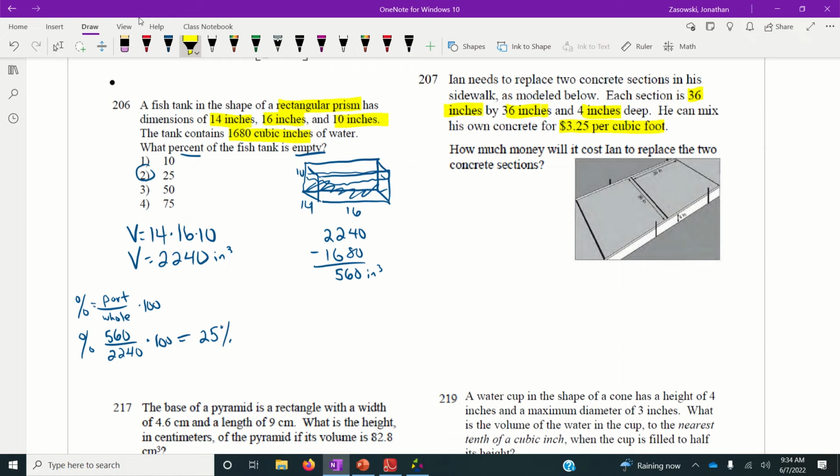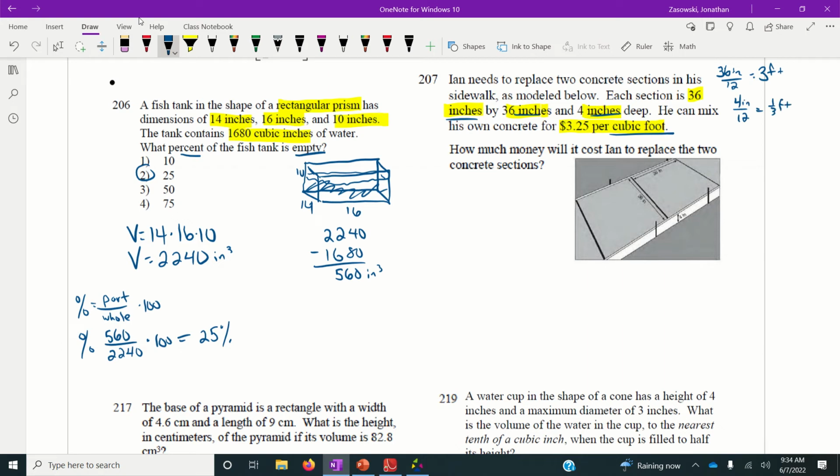Ooh, we got a problem right there. How much money will it cost to replace the two concrete sections? So number one, we're talking about cubic feet and it's giving us inches. So we need to make sure we're doing a conversion here. If we're going to convert 36 inches into feet, we just divide this by 12 because there's 12 inches in a foot. So this turns into 3 feet, and then 4 inches divided by 12 is 1/3 of a foot.